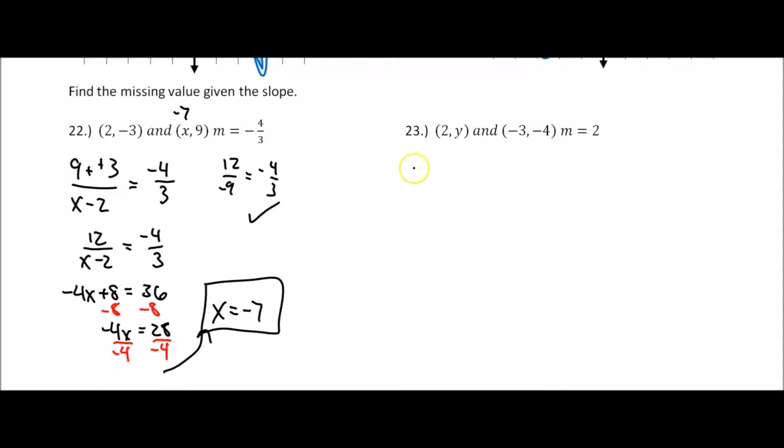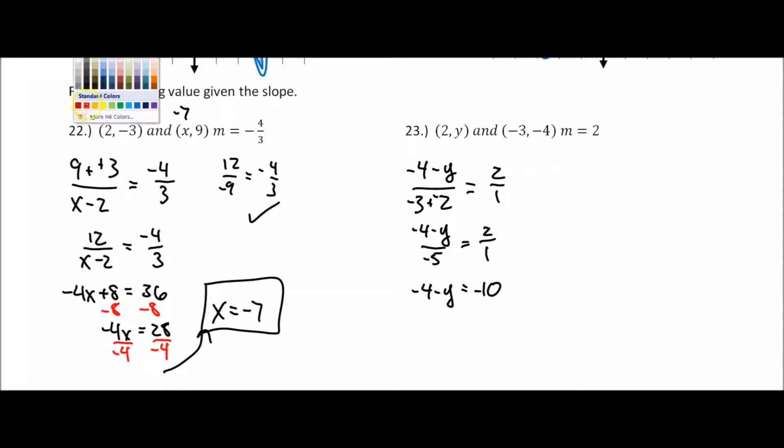The next one, same kind of thing. Y sub 2 minus y sub 1 over x sub 2 minus x sub 1. And when I do that, it should equal the slope, which is a 2, which is 2 over 1. Now just a little bit of simplifying down here in the denominator. Again, you can change this to adding the opposite. So that's a negative 4 minus y over, looks like a negative 5. And I'll cross multiply. 2 times negative 5, negative 4 minus y times 1. So you get a negative 4 minus y equals a negative 10.